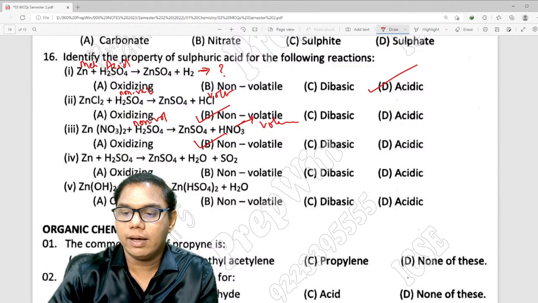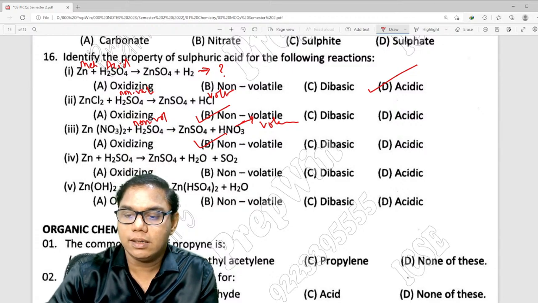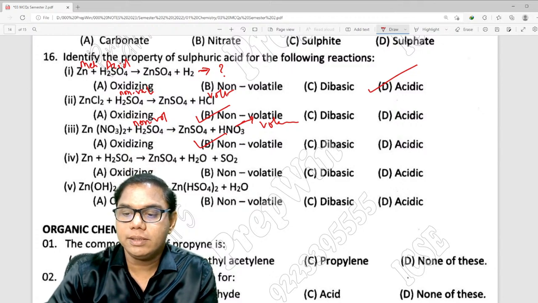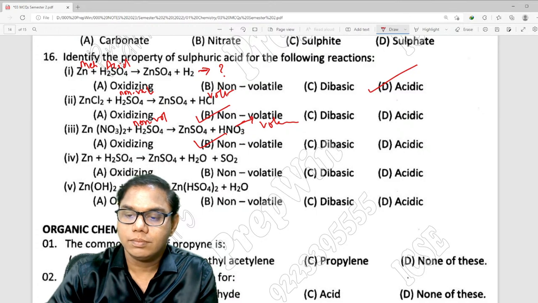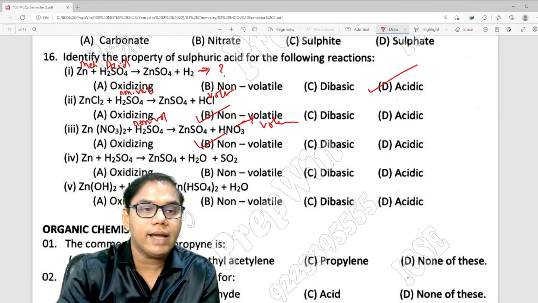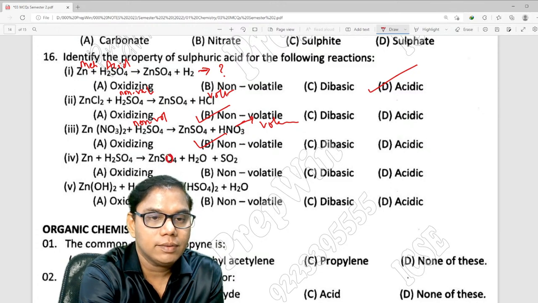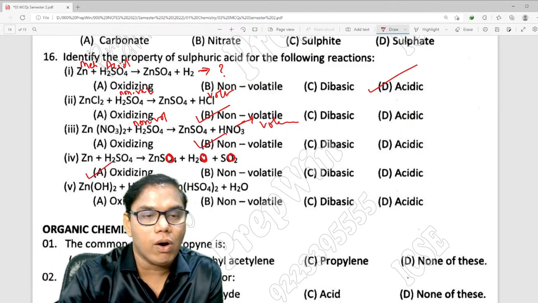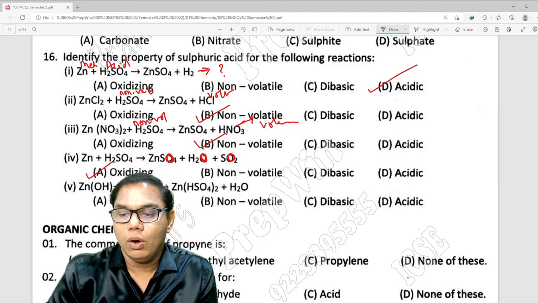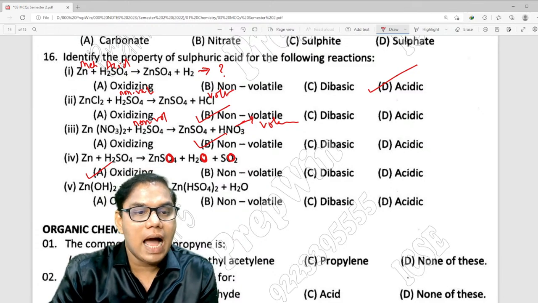Yes, third ka is B. Fourth ka, what is the answer? Okay, Sonam is saying oxidizing. Look at the product. Zinc ko oxygen mila. Here also oxygen. So property is the oxidizing. Okay, oxidizing.